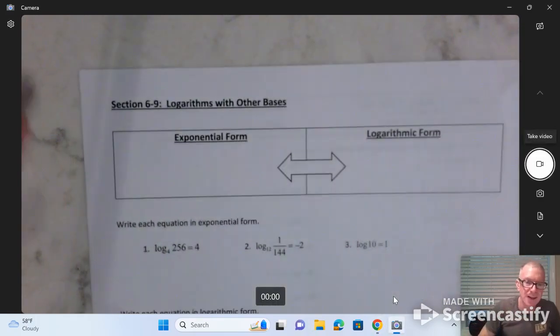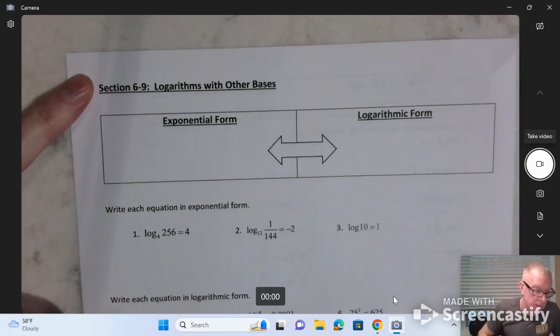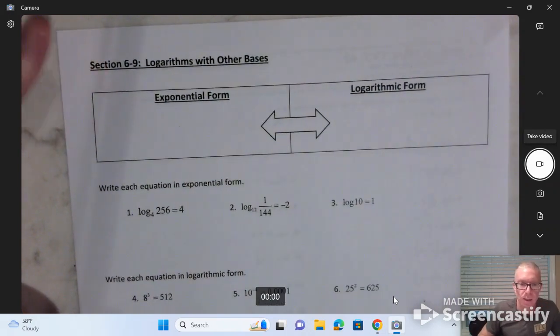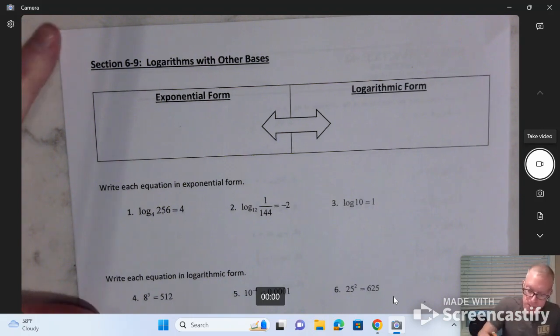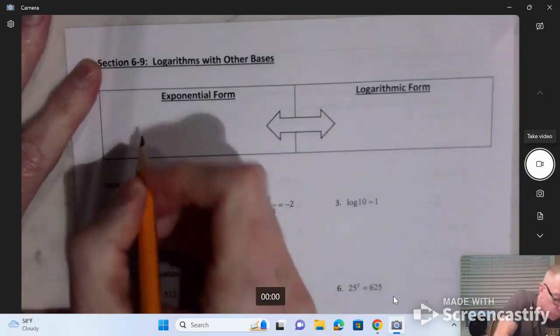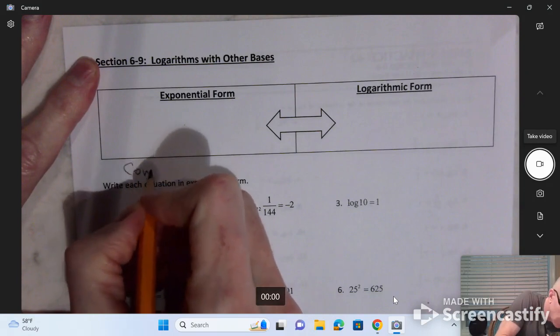So we're on 6.9, which is logarithms with other bases. So find 6.9 in your packet. So far we've talked about taking logarithms with a base of 10. So now we're going to talk about logarithms with bases other than 10. Okay. If it has a base of 10, we call it a common log. So I'm going to write this in here, a common log.